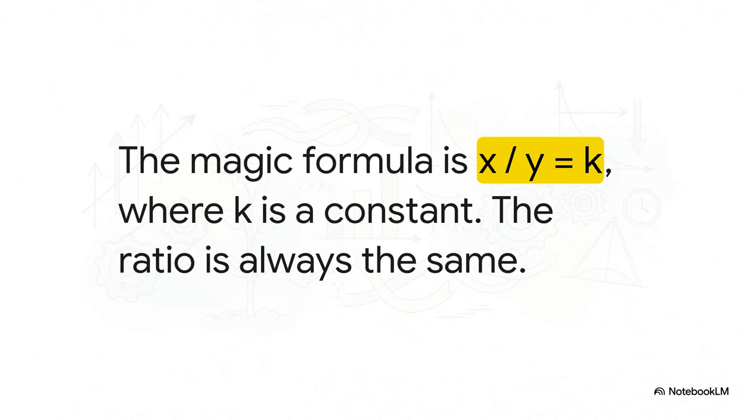And here's the math that proves it, the magic formula, if you will. If you take your two quantities, we'll just call them x and y, and you divide one by the other, the result is always the same number. That special number is called k, the constant. It's the unchanging secret that links the two together.